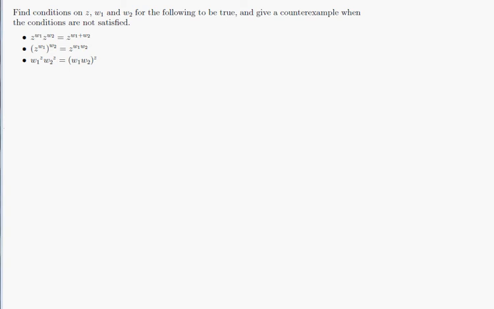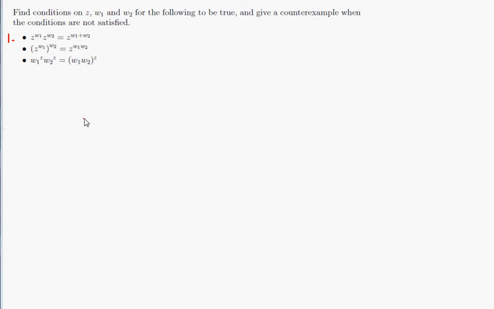Let's discuss the three laws of exponents and find conditions on which these are true and not true. First, the first one: z to the w1 times z to the w2 equals z to the w1 plus w2.